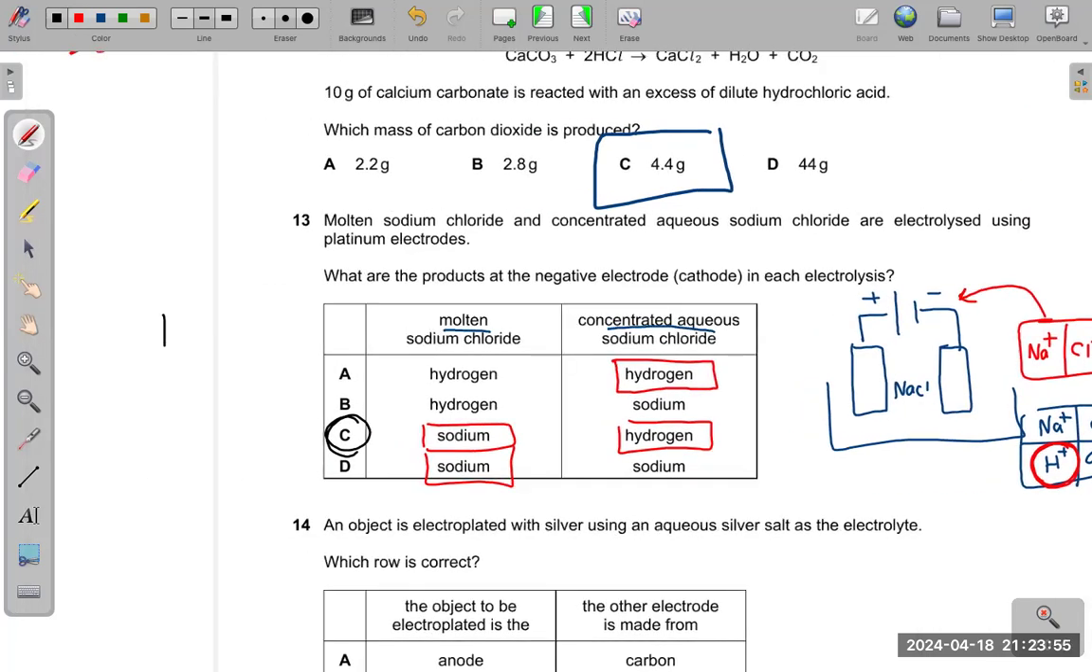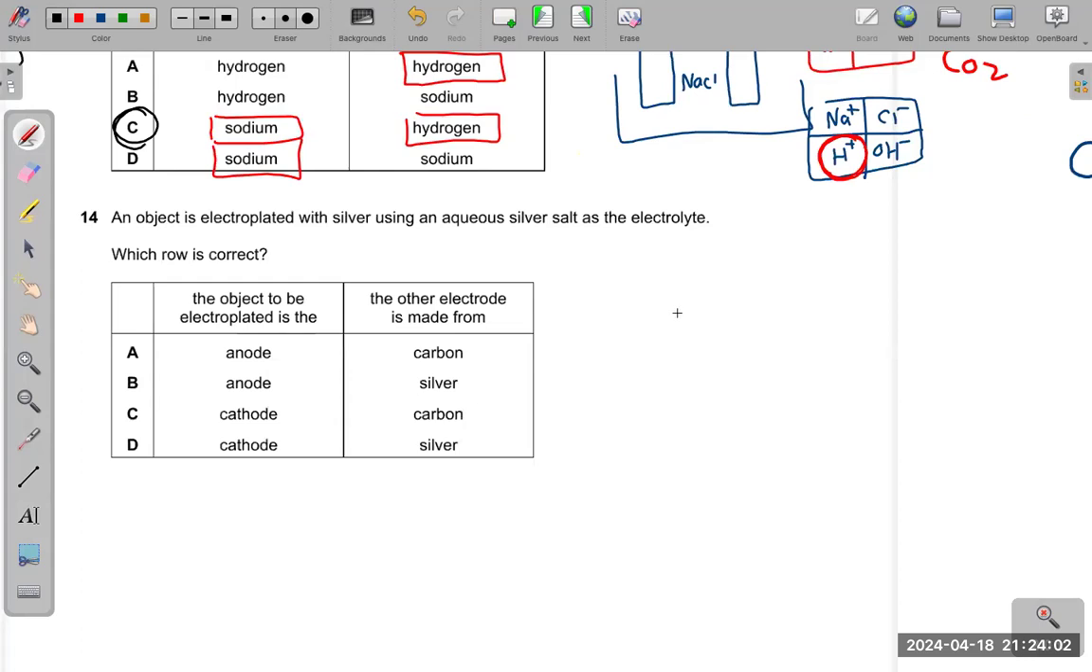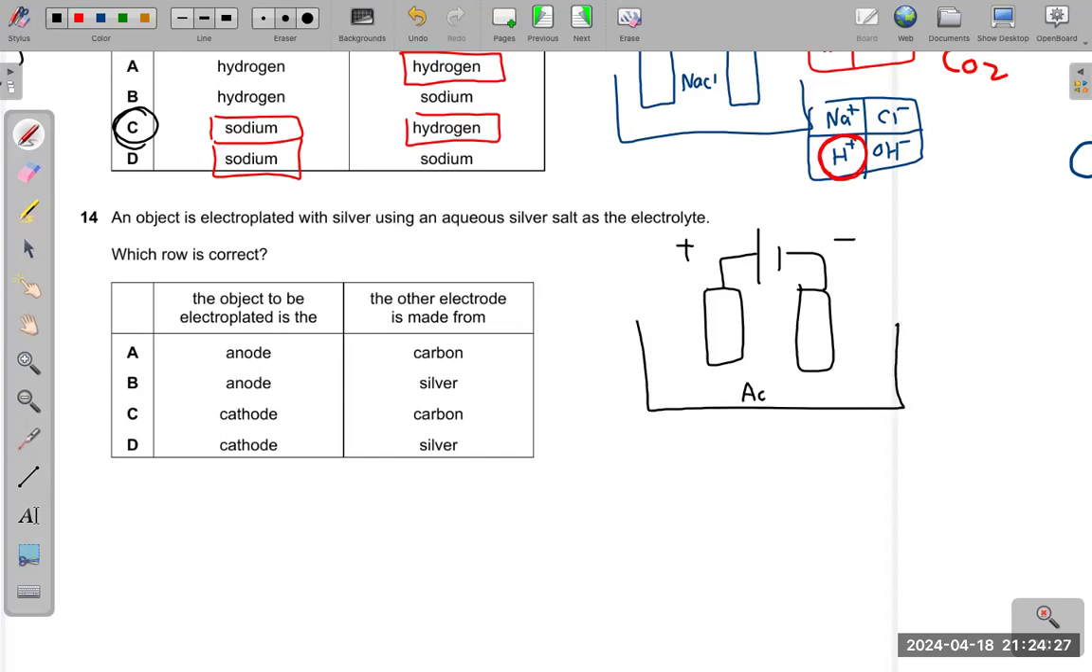This is a good question to come in the exam. An object is electroplated with silver using an aqueous silver salt as the electrolyte. Which row is correct? The object to be electroplated is, the electrode is made from what? We know this one. Can somebody remind me? If you have electroplating, which one do you put as plus and minus? I'm trying to electroplate an object with silver, and I have silver salt here.